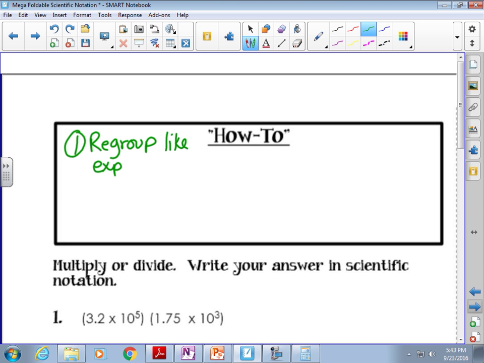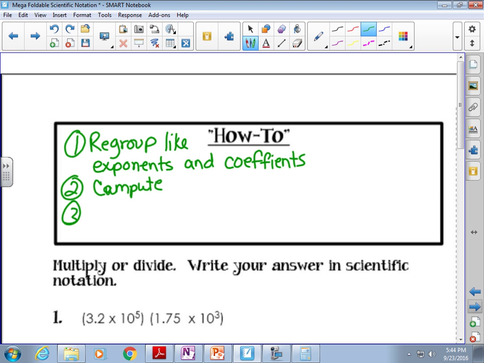Like exponents and coefficients. Okay, that's step 1. Step 2 is compute. And step 3 is convert, if needed. Convert to scientific notation.